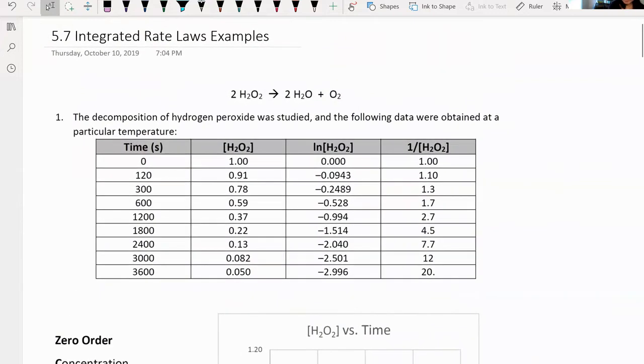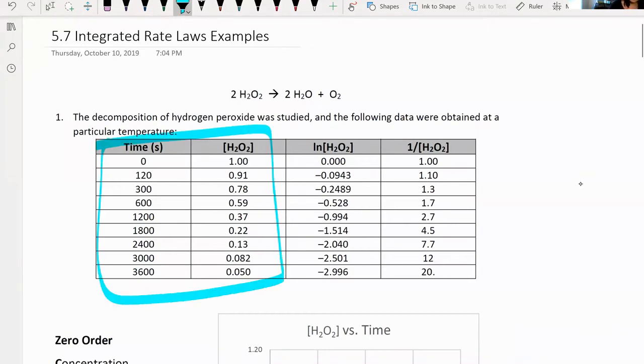Example number 1. So right away, I can tell that this is going to be an integrated rate law problem. Not only did they give me natural log numbers and reciprocal numbers, but you'll notice that this data table looks quite different from what we saw with differential rate laws. There is no experiment 1, experiment 2, experiment 3. Instead, I have a column of time and a column for concentration. That's what I mean when they say they're giving you time data with the concentration data.